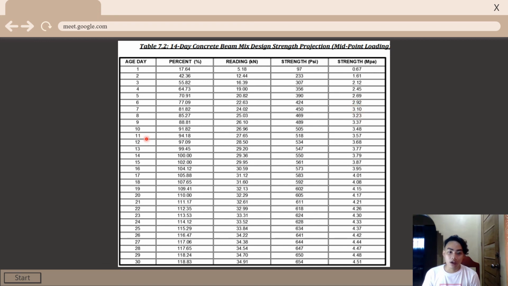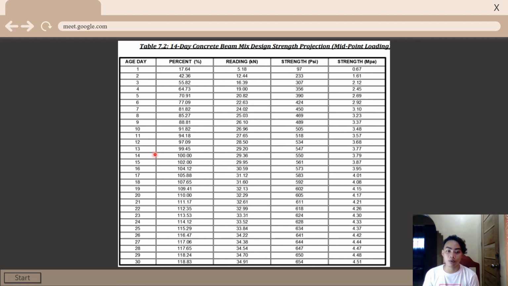For our sample number 2, we remember that it has been cured for 10 days, and it has an acquired flexural strength of 3.10 megapascals. We can see here that the required flexural strength in megapascals for that sample is 3.48 megapascals. So we know that sample number 2 has failed the flexural strength test.